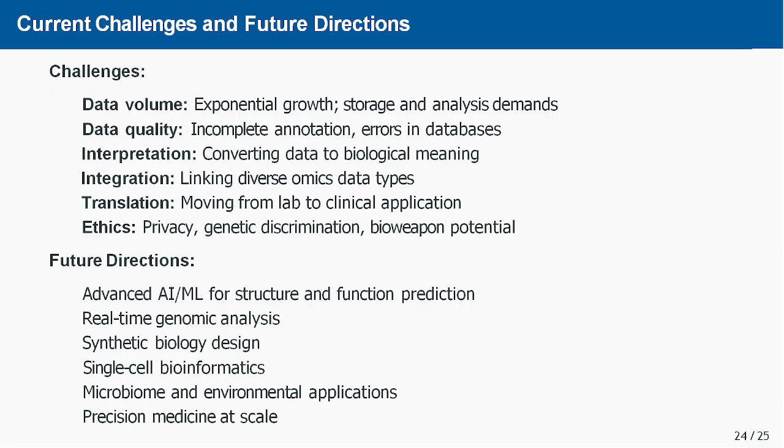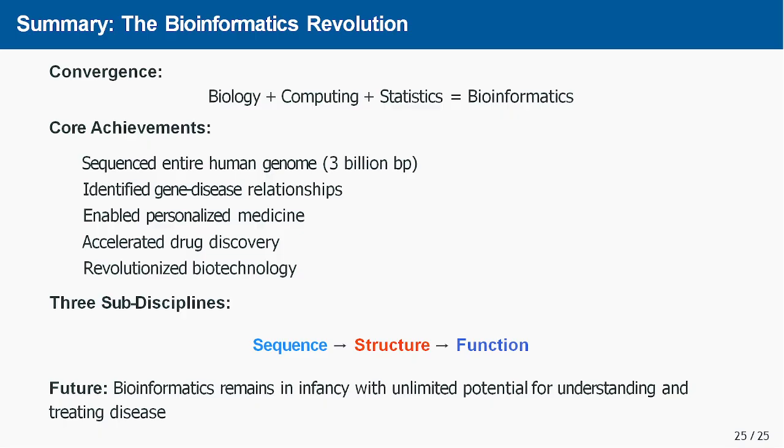So future directions include advanced AI/ML for structure and function prediction, real-time genomic analysis before any personalized medicine prescription, synthetic biology design, single cell bioinformatics, microbiome and environmental applications, and precision medicine at scale. So these are very useful application areas and future directions of bioinformatics.